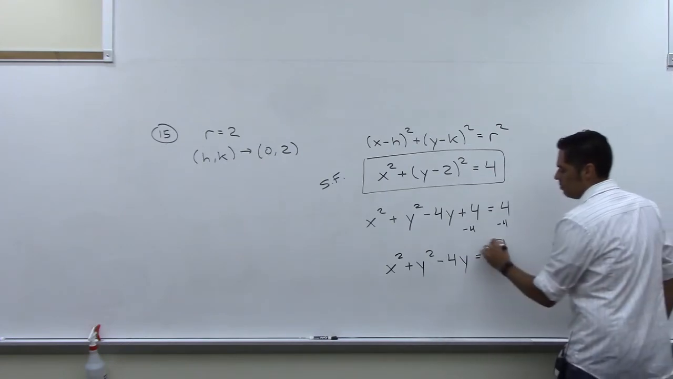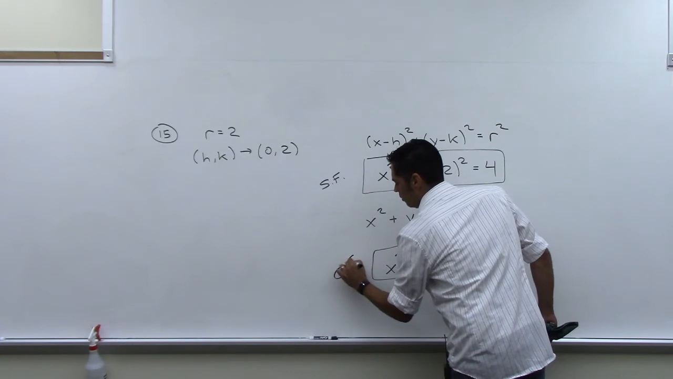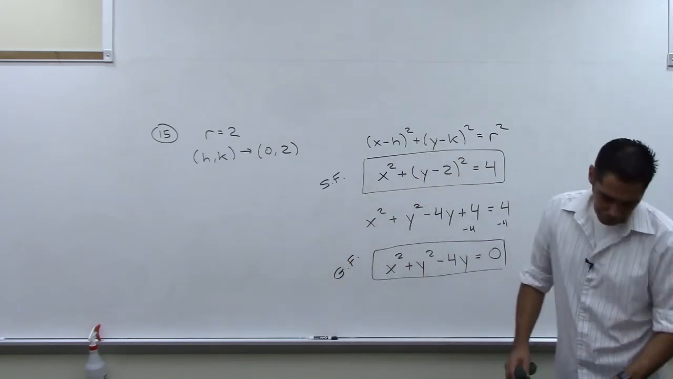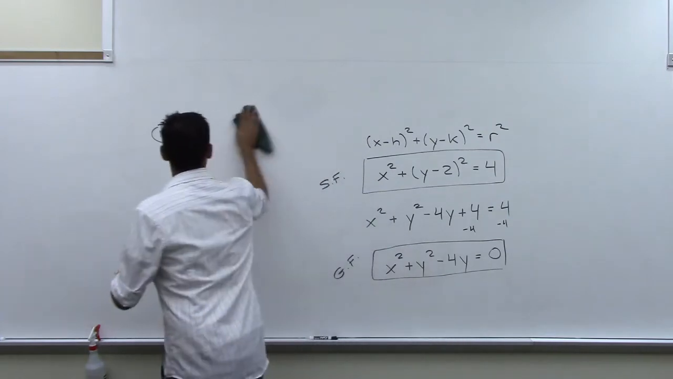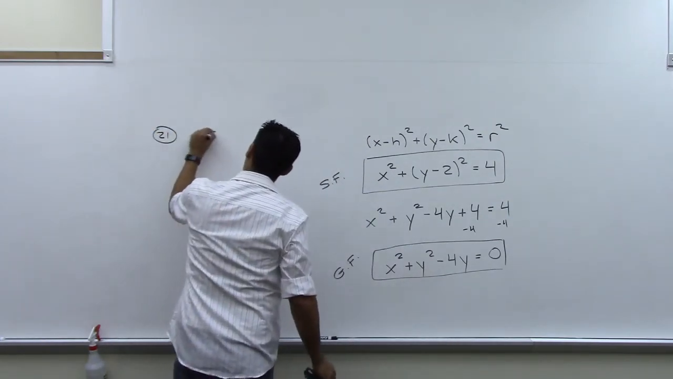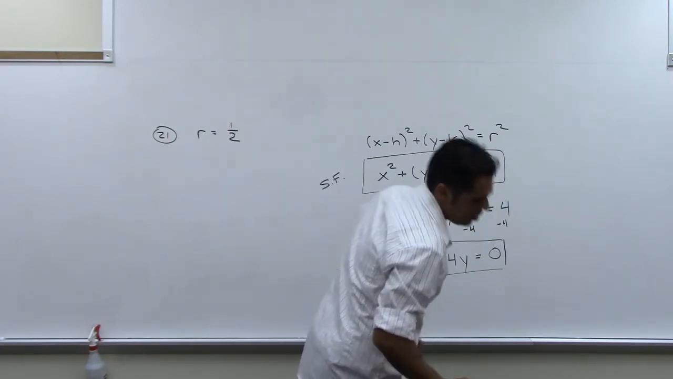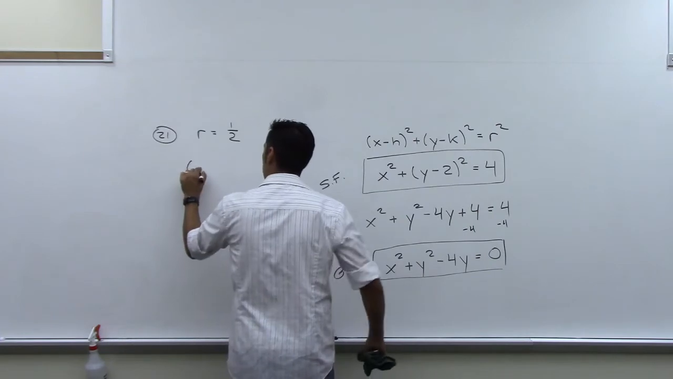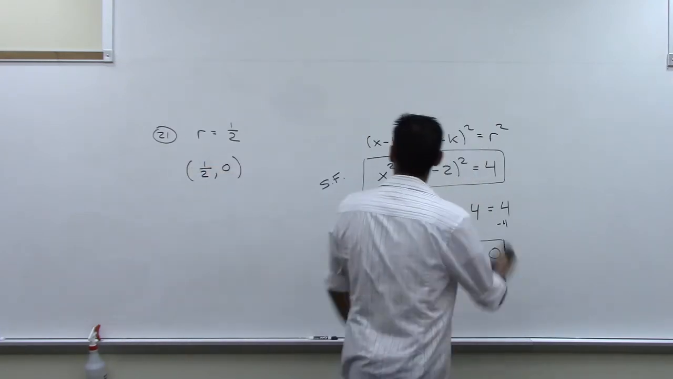And this would be our general form. GF, general form. All right, number 21, same instructions, but they give you that your radius is a half and your center (h, k) is 1/2, 0.